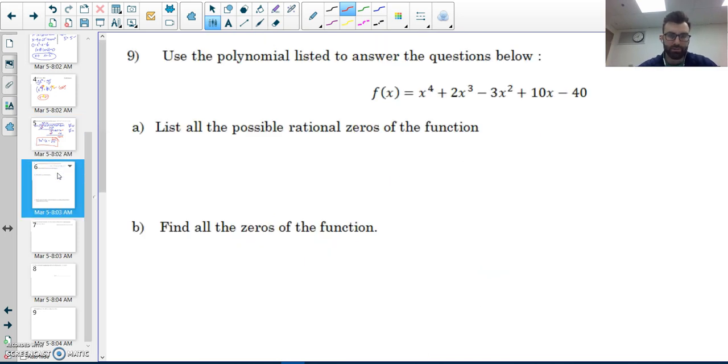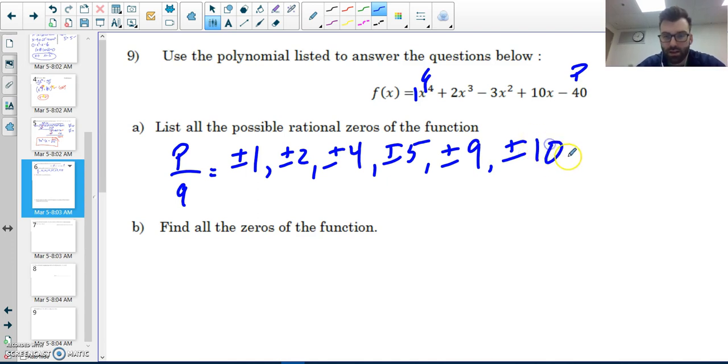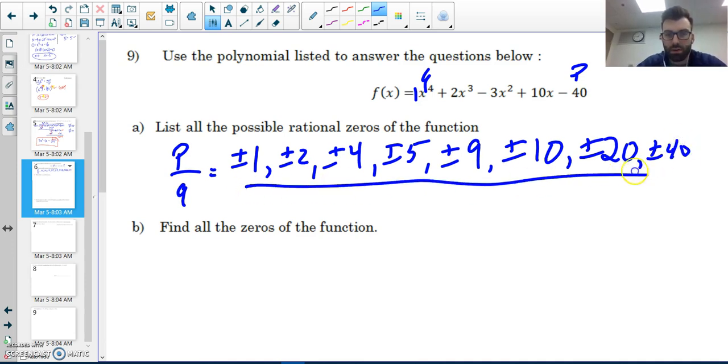Here we go. Number 9. All right. So, possible zeros. Well, here's the deal. I'm going to write, remember, this is my P term. This is my Q term. Luckily for us, our Q is 1. So really, I just do P over Q. But if Q is 1, then it doesn't really matter. So I have plus or minus 1, plus or minus 2, plus or minus 4, plus or minus 5, plus or minus 9, plus or minus 10, plus or minus 20, and plus or minus 40, all over plus or minus 1.